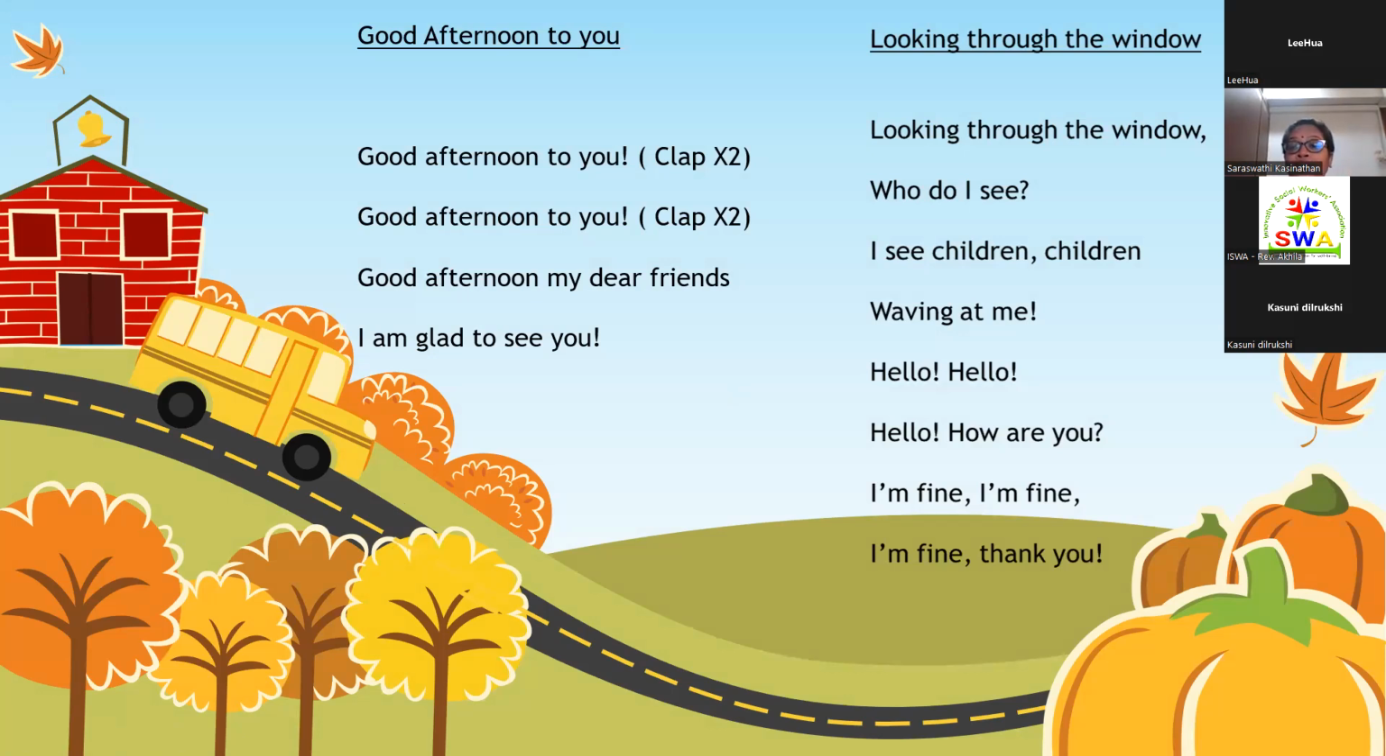Good afternoon to you. Good afternoon to you. Good afternoon, my dear friends. I'm glad to see you. Looking through the window, and who do I see? I see children's name. Looking at me. Hello, hello, hello, how are you? I'm fine, I'm fine, I'm fine, thank you.